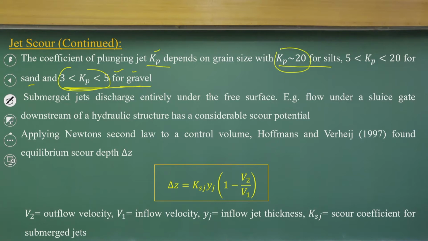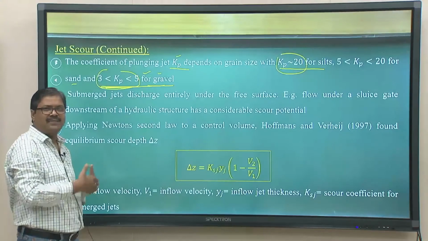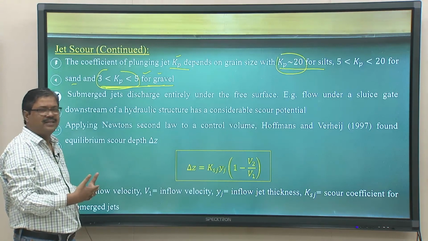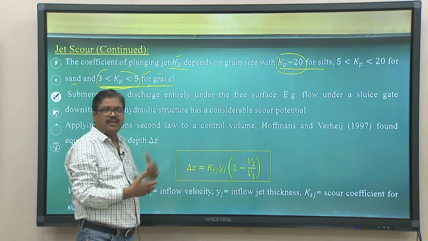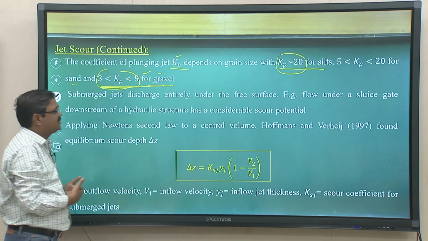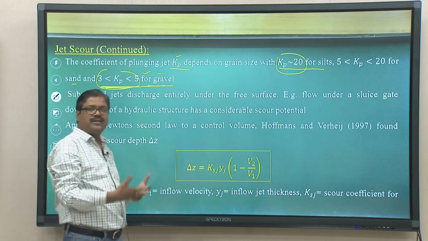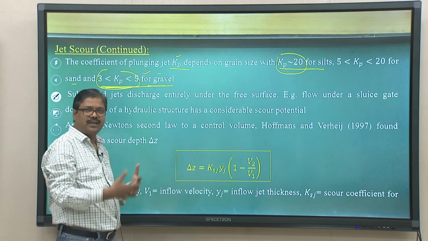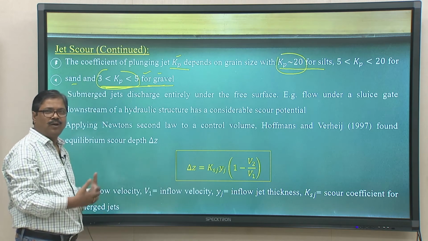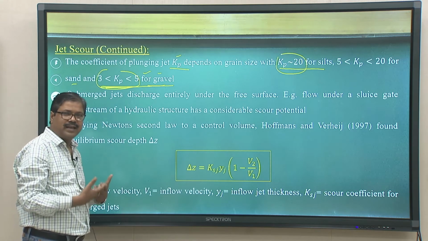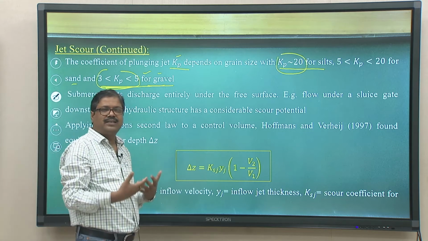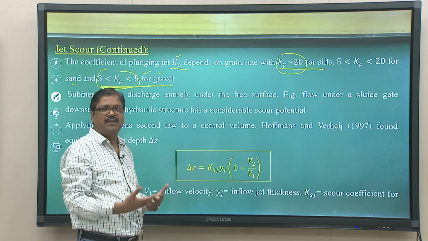So, that is almost 8 to 9 times higher, that is what happens in the case of silt and gravels, because the more the scour depth, the more the danger to the hydraulic structures. And again I repeat, the extreme scours happen during the extreme floods.